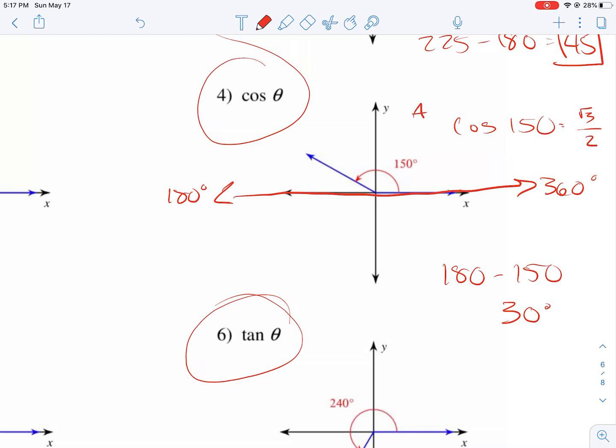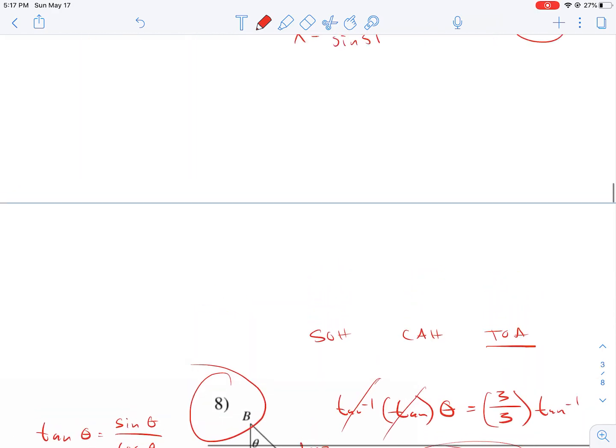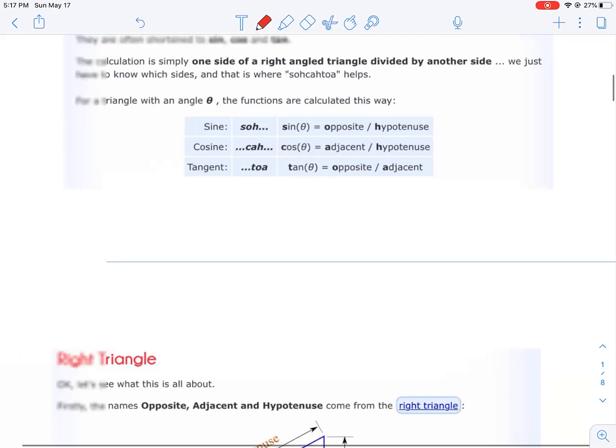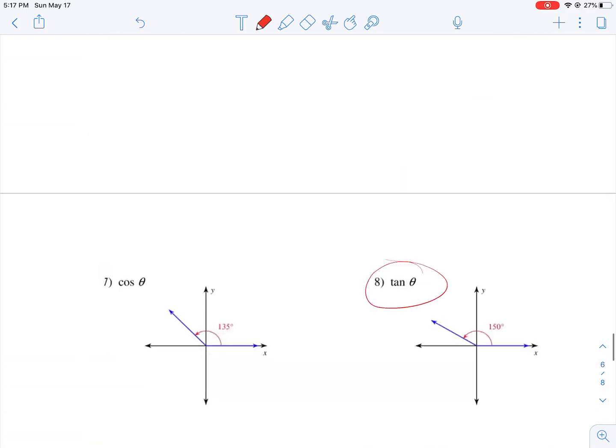Let's think about what quadrant we're in here. All students talk constantly, so the only thing that's positive in the second quadrant is our sine values, which makes our cosine negative. And that is exactly what we have there. So there's that one. Let's go back down.